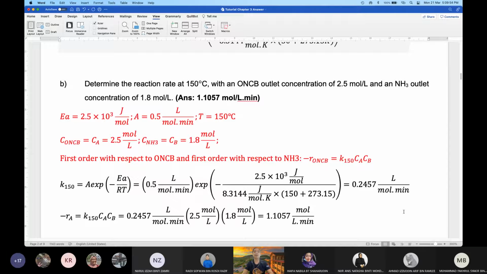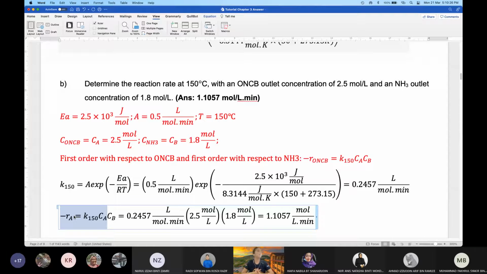Okay, question number B. Dia kata sekarang, determine the reaction rate at 150 Celsius with an ONCB outlet concentration 2.5, ammonia outlet concentration 1.8. Okay, so first of all, apa yang dia nak kita cari? Dia nak kita cari reaction rate. So bila kita nak cari reaction rate, maksudnya dia nak kita cari minus RA. Kamu kena ingat macam ni je. Dia nak cari reaction rate means dia nak kita cari minus RA.